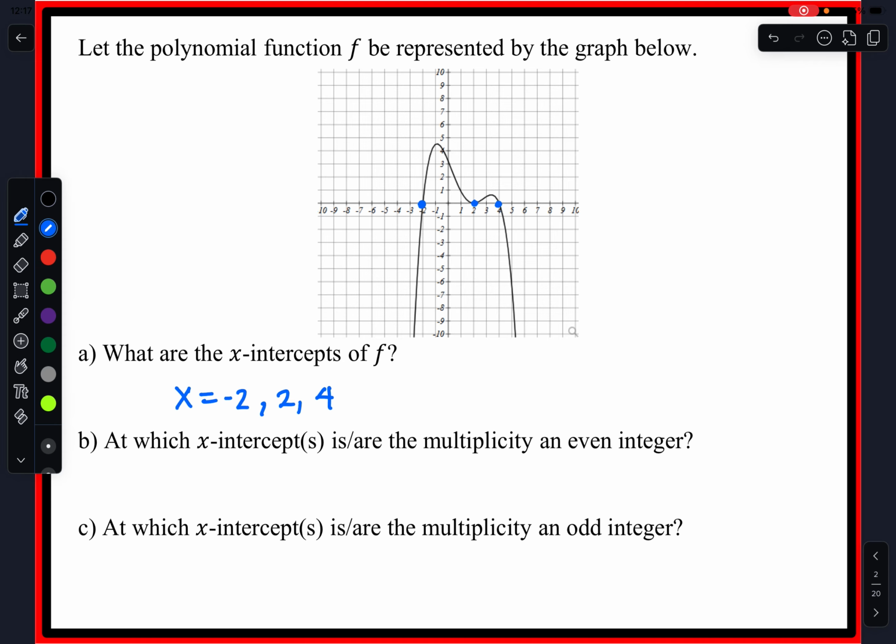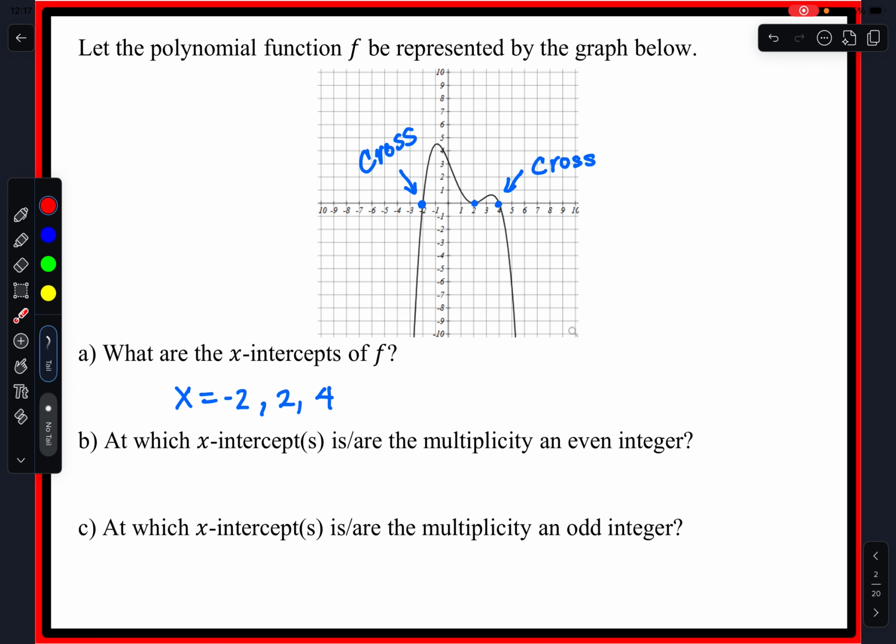Well, because at this intercept, again, we're crossing the x-axis at that location. Along with this one, we are crossing the x-axis. We're moving from above to below it on the second one and moving from below to above. Those two places are going to have a multiplicity that's going to be odd. It could be 1, it could be 3, but it's going to have an odd multiplicity.